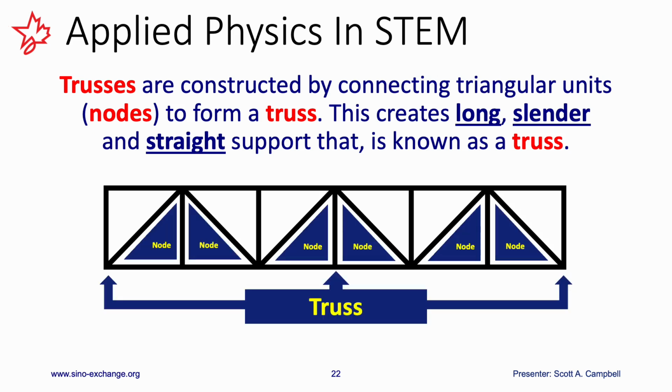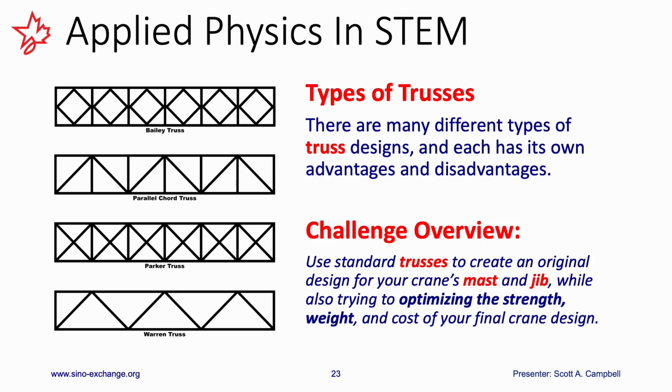Now, trusses are constructed using triangular units, which are known as nodes. This creates a long planar support that's known as a truss, and these planar supports are then used to create a three-dimensional frame. Now, there's lots of different types of trusses, such as the Bailey, parallel chord, Parker, the Warren truss, just to name a few. And this is where the student's inquiry really comes into play, as we've created a scenario for authentic inquiry-based learning where we're guiding our students to explore new concepts. Therefore, the student's challenge is to design the best crane possible using standard trusses. However, they'll need to ask themselves which truss will produce the best results and why.